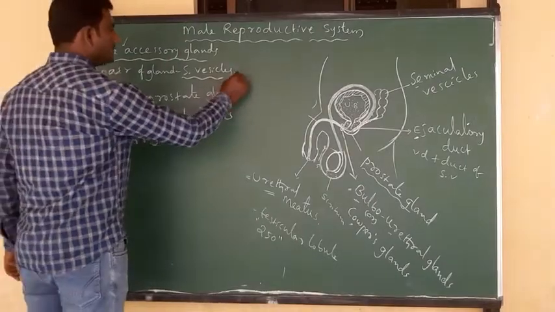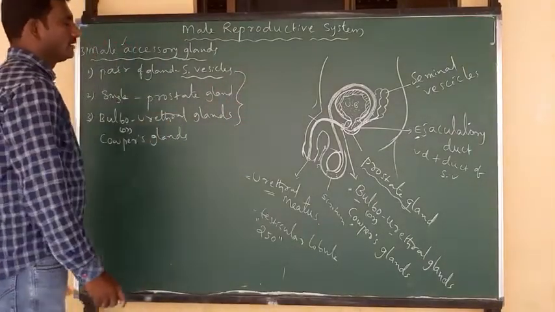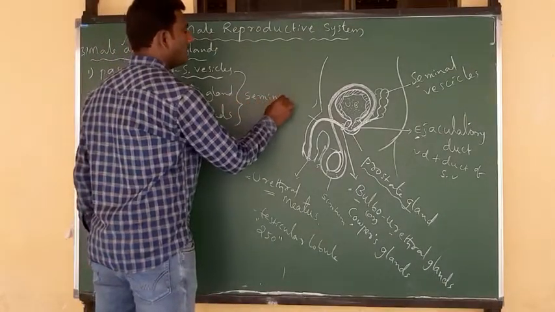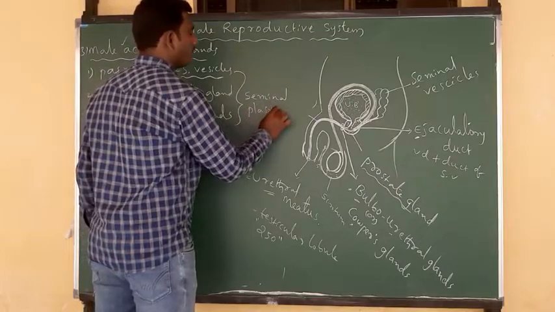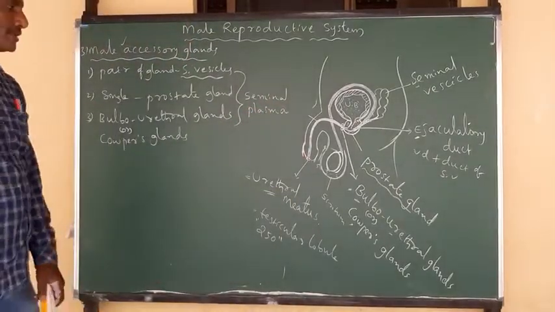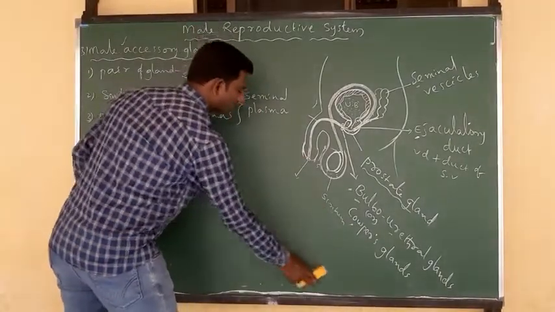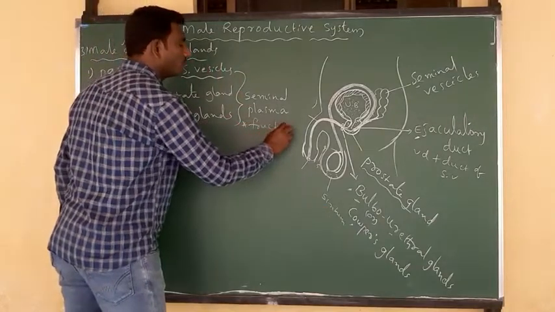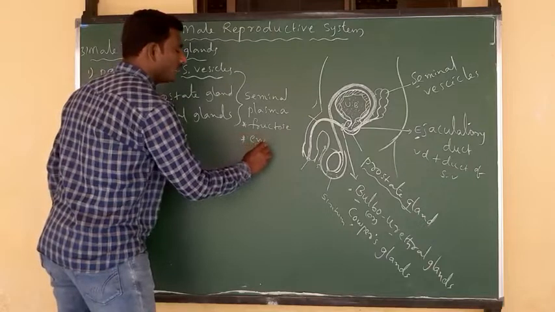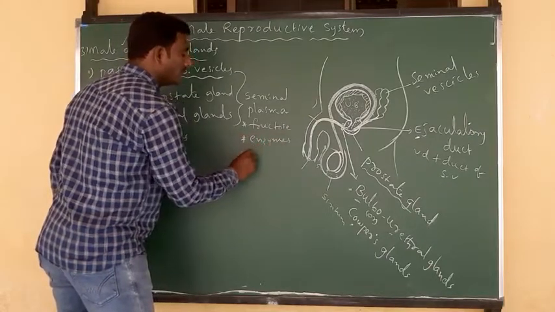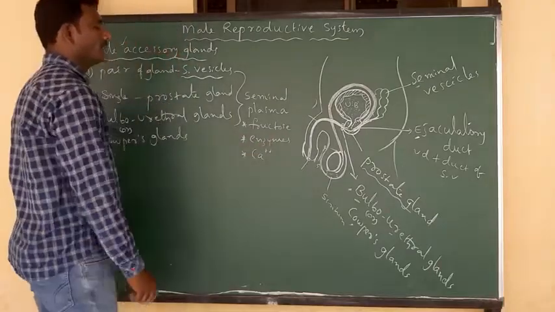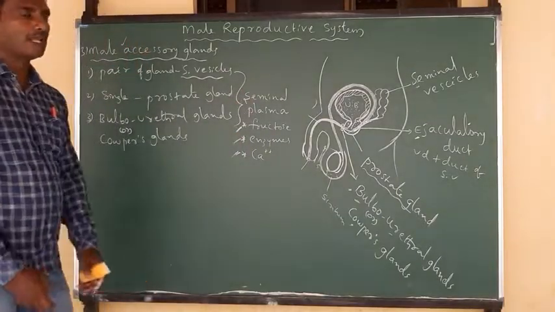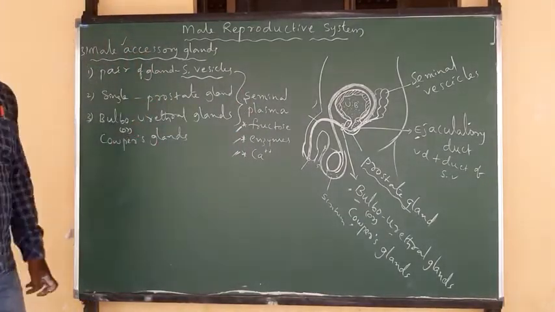Now, all these three different types of glands together secrete a fluid. That fluid is called seminal plasma. This seminal plasma consists mainly of fructose, some enzymes, and especially calcium ions. These three types of substances are present in seminal plasma. That seminal plasma is secreted by all these three types of glands.